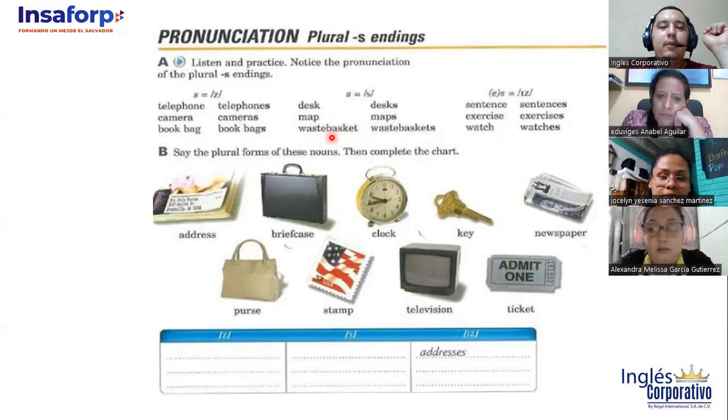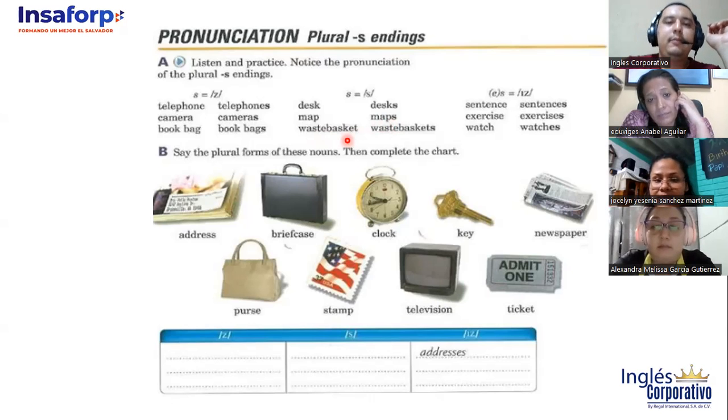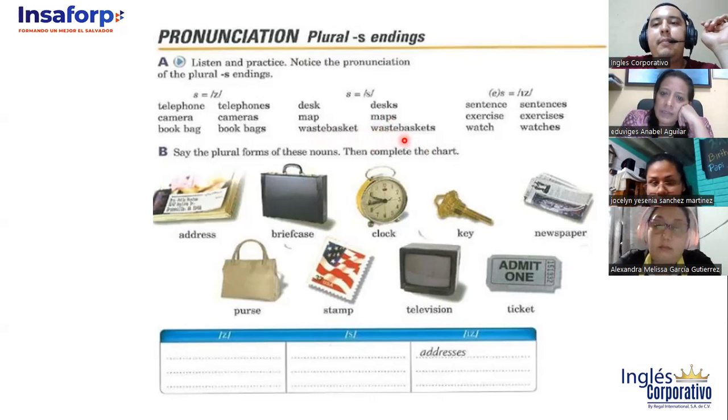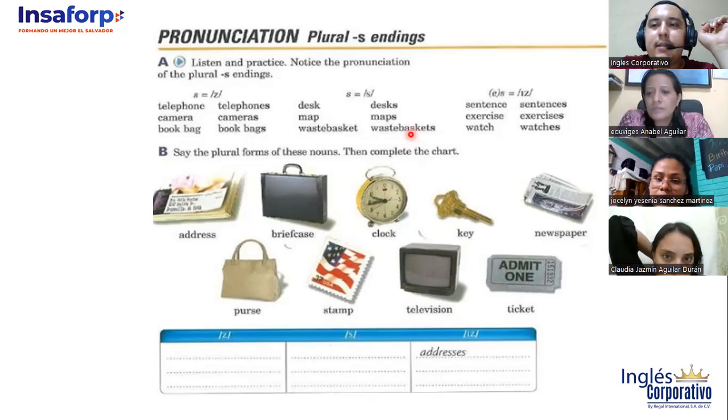Let's go with the full word. Basket. And what about the plural? Baskets. It sounds like a snake. Yeah, the sound is like if you were a snake.